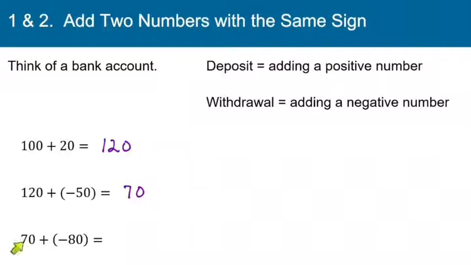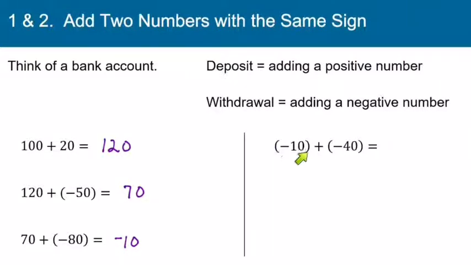Okay, let's take our $70 and say we write a check for $80. In other words, we make an $80 withdrawal. Now, pretending for a minute that they would actually let us do that, if you have $70 and you make an $80 withdrawal, then you are $10 in the hole, right? So you've got now negative $10.